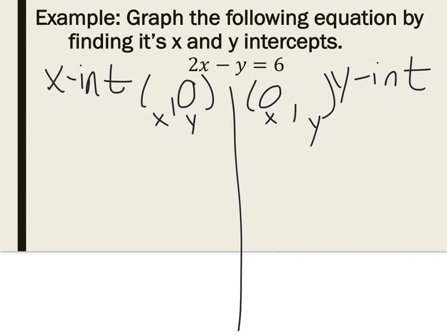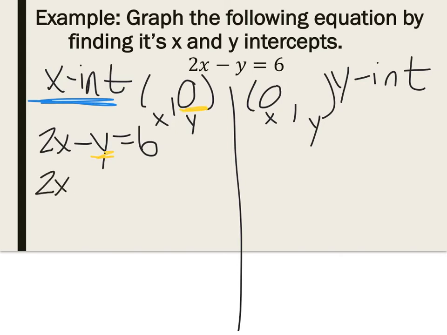So on this side, for my x-intercept, I'm going to take our equation 2x minus y equals 6. And instead of using the letter y, I'm going to replace it with 0. And that's going to tell us my x-intercept. So it's 2x, instead of writing y, you write minus 0 equals 6. If you have 0 in an equation, it just disappears. So we're left with 2x equals 6.